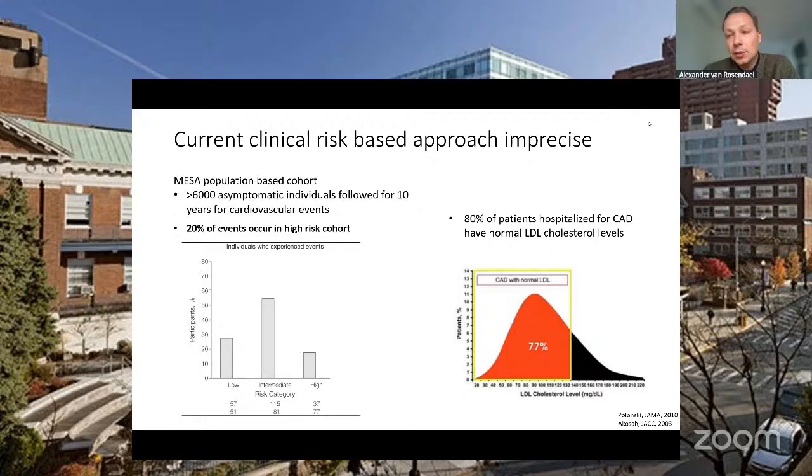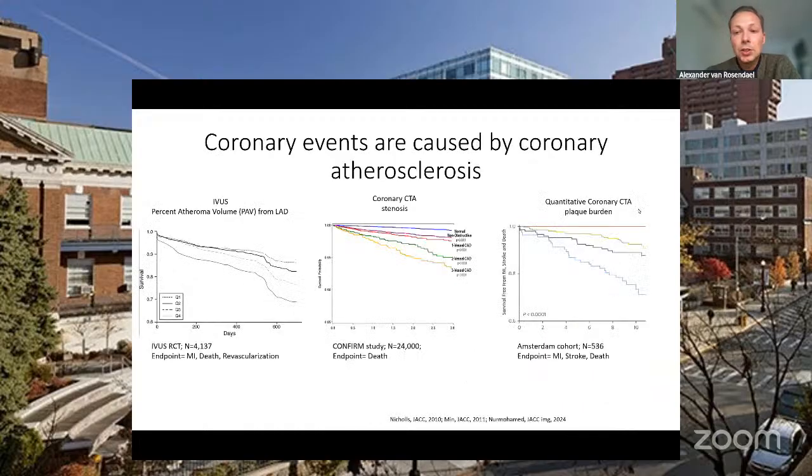And for instance, if you look at patients admitted with a myocardial infarction, only 80% of them had an abnormal cholesterol. Most had a normal cholesterol. From a pathophysiological point of view, when you look at coronary events, almost all are caused by coronary atherosclerosis. And coronary atherosclerosis risk stratifies very well, and you can do it in many ways.